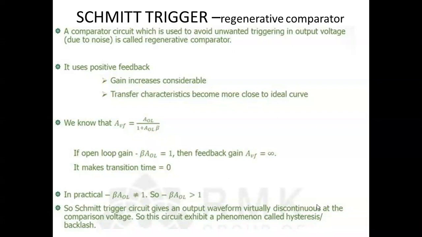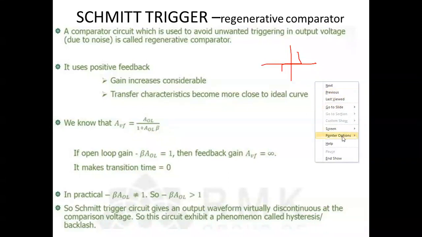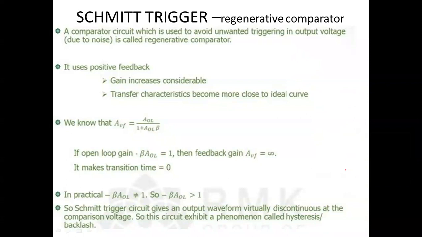Here we are using positive feedback. Because of this, the gain increases considerably, and the transfer characteristics become more close to the ideal curves. The ideal comparator characteristics will be shown like this. It will be more close to these characteristics. The feedback gain AVF is the open loop gain A divided by 1 plus A beta, which is the closed loop gain. Here the feedback gain AVF will be infinite if the denominator becomes zero.